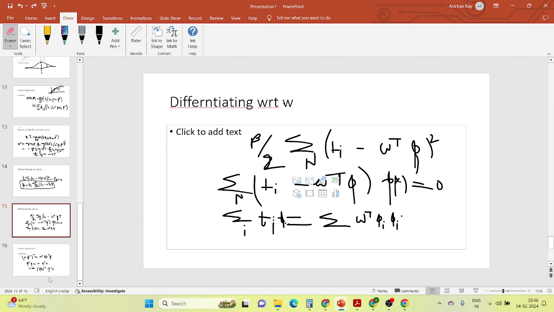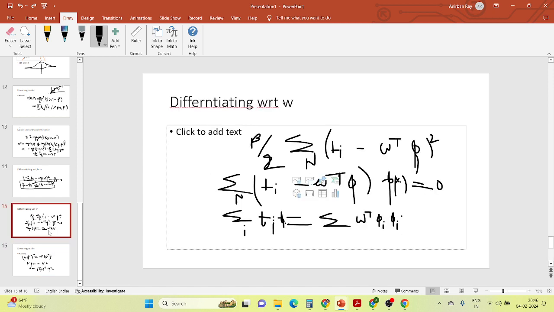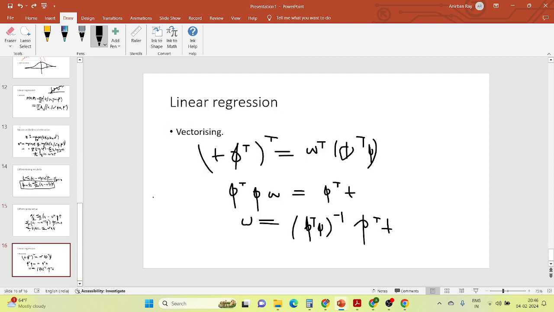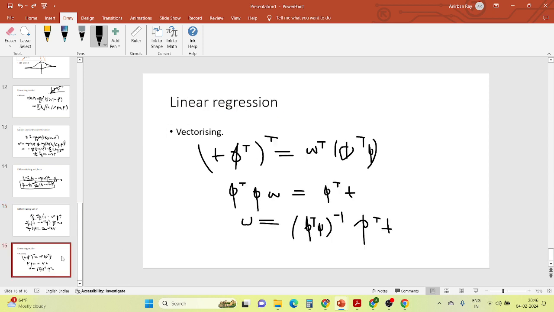Okay, so what we do here is we try to vectorize, means we have to remove the summation. So you can understand from here, this t_i scalar is multiplied by phi_i vector. I have now made phi transpose, means phi as a matrix, and now t is a vector. t is all the y values that I had, formed into a vector.